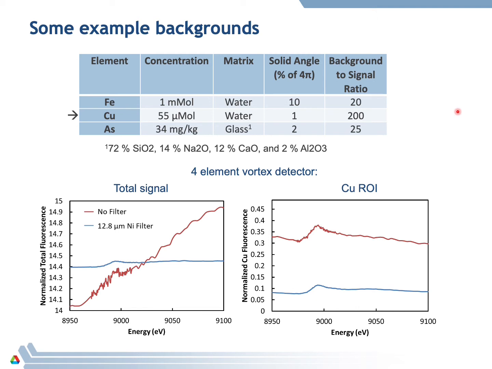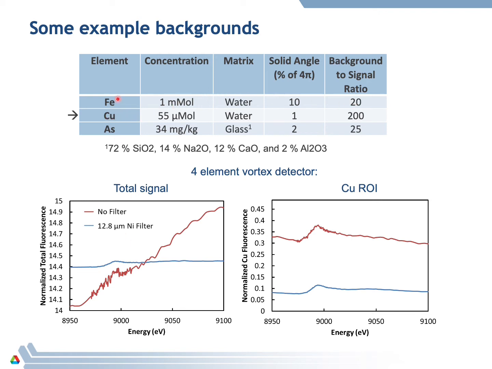So just to show some examples, as I mentioned, with iron, if you have about a 1 millimolar sample in water, now the background, because this polarization effect eliminates the background when you're right at 90 degrees, but for a real detector, you have to collect angles away from 90 degrees, so a larger solid angle. So as you increase the solid angle, you'll increase the background. So for a typical case of using a filter and a slit, you might collect 10% of the total solid angle. You'd have a background to signal ratio of around 20.